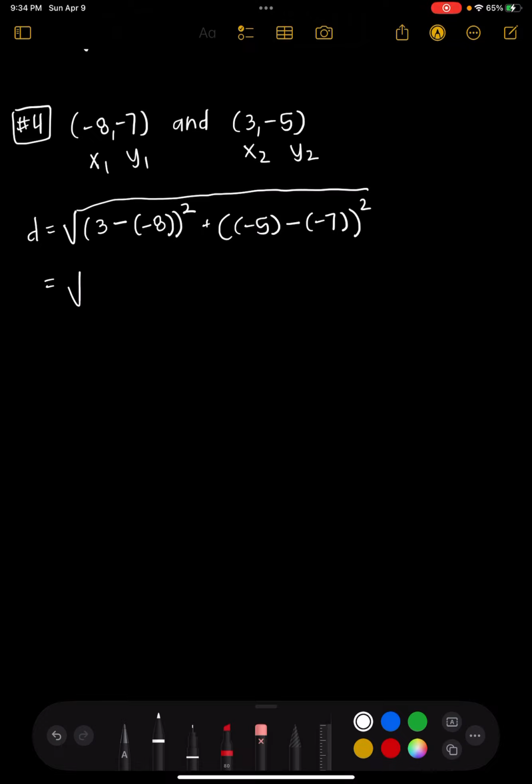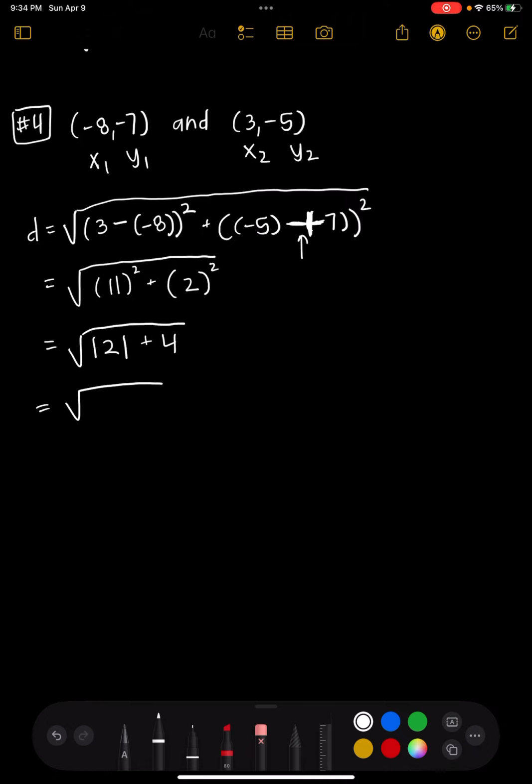And we know 3 plus 8 is 11. So I'm going to say 11 squared plus, then on the right-hand side, we have negative 5 minus a negative 7. So these two negatives right here make a big positive, which means now I have negative 5 plus 7, which gives me a 2 squared. All right, now we can square these numbers. 11 squared is 121, and 2 squared is 4. So now we have the square root of 121 plus 4, which is the square root of 125, because I can add those things together.